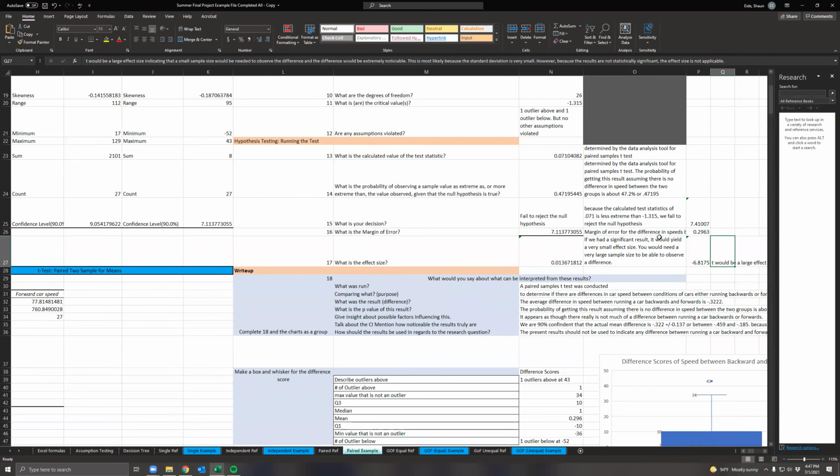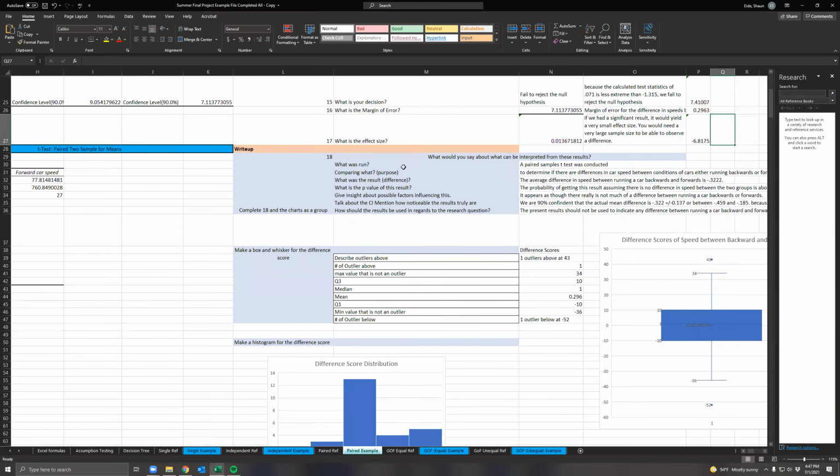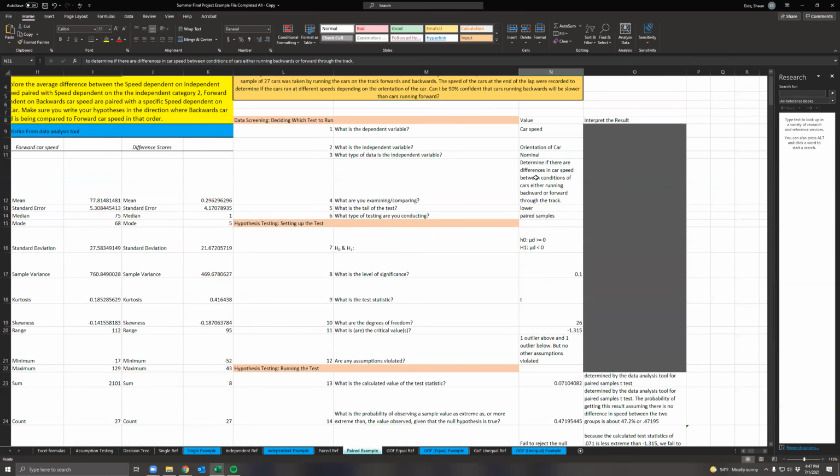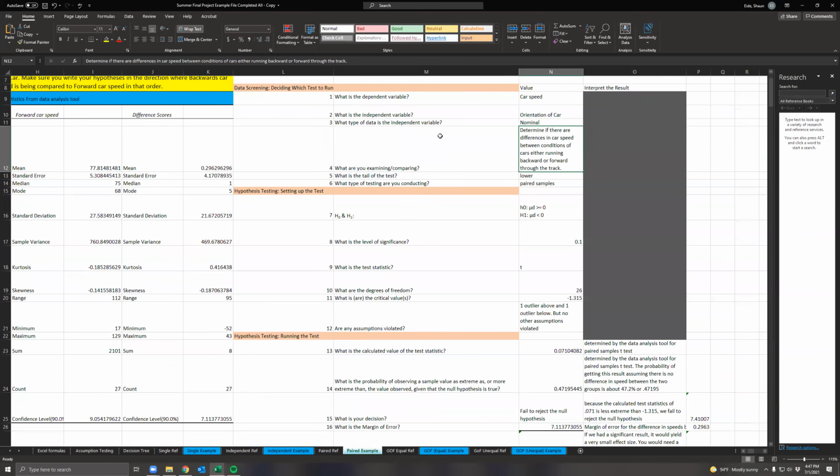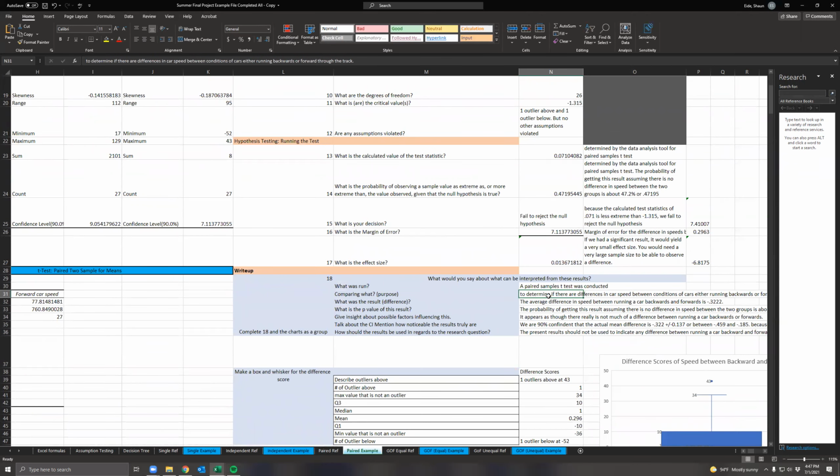Okay. And that's what an effect size is. In other words, you can't really see the difference at all. There is virtually no difference between running a car forwards or backwards based on the data that we have. Okay, next, we're coming down here and we're saying what was run. A paired sample t-test was run, comparing what. You know, you can just come right up here, copy and paste. What are you doing to determine the difference between car speeds condition running forward or backwards?